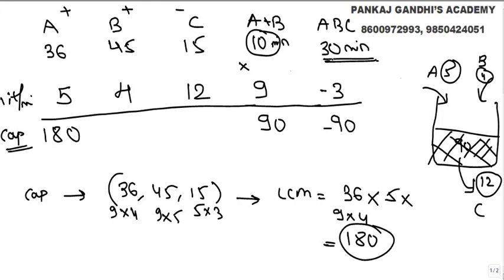I repeat, the question was, A alone can fill the tank in 36 minutes, B alone in 45 minutes, while C can empty the full tank in 15 minutes. We assume the capacity, let's say 180 liters, A alone per minute 5, B alone per minute 4, C alone per minute 12. First the half tank is filled by A and B. If full tank is 180, half tank is 90. Per minute 5 and 4, that is 9. In 10 minutes they fill the half tank.